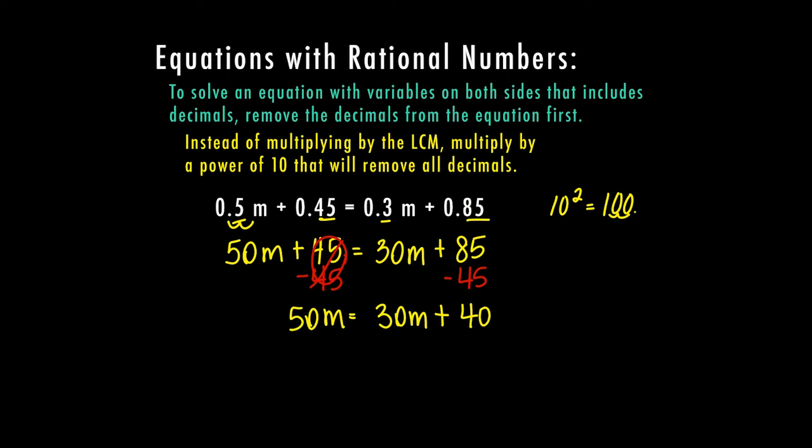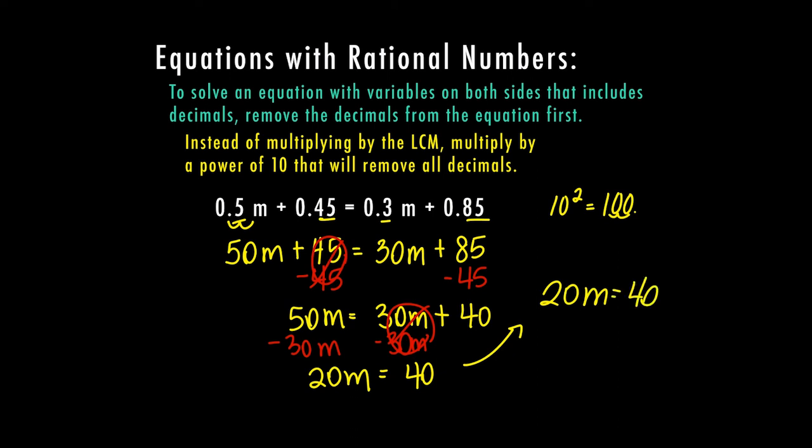Now I'm going to move my 30m to the other side by subtracting 30m from both sides. So this is left with nothing. So now I have 50m minus 30m is 20m equals 40. And again, I'm left here with a very simple one-step equation. I'm going to move it over here for you so it's easier to see. I'm going to divide both sides by 20. So now m equals 40 divided by 20, which is 2.